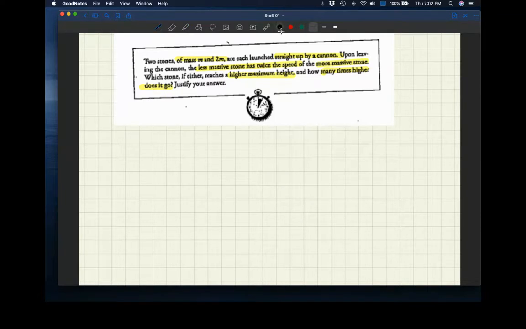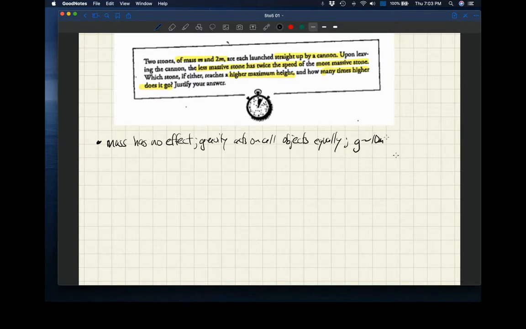So the first thing we want to note here is we've got M and 2M. And so the first thing we really need to know is that the mass has no effect. Gravity acts on all objects equally. And that equal action is g, which is about 10 meters per second squared. So it doesn't matter that you got M and 2M. So that's the first thing we're going to need to say there somehow.